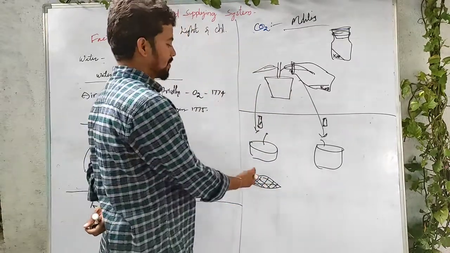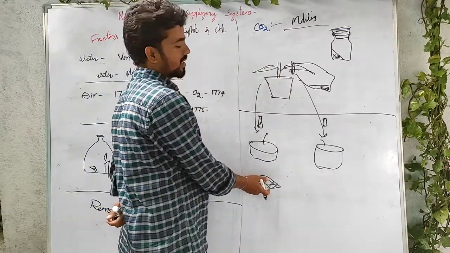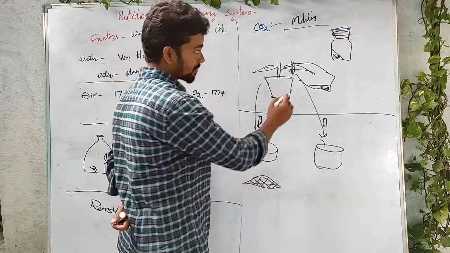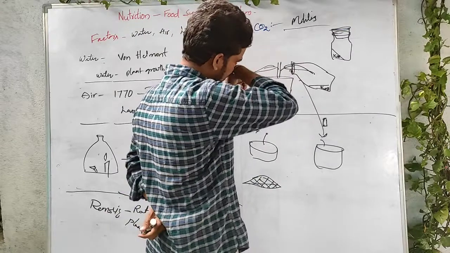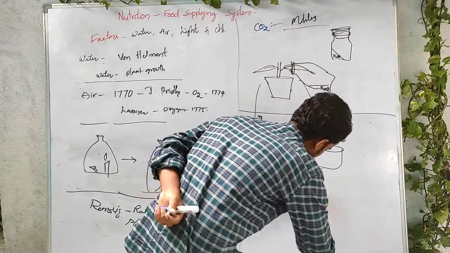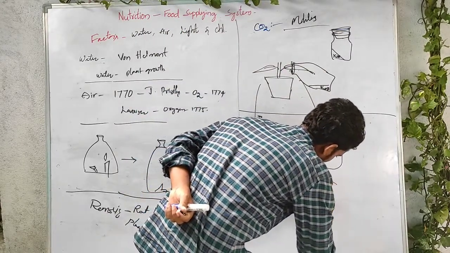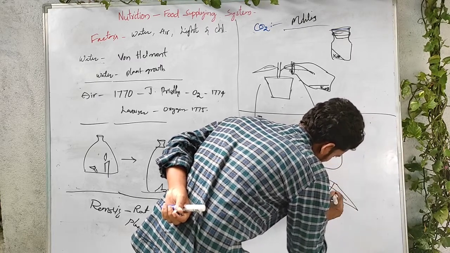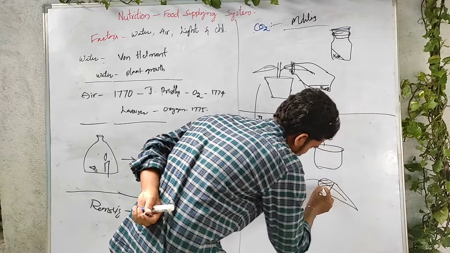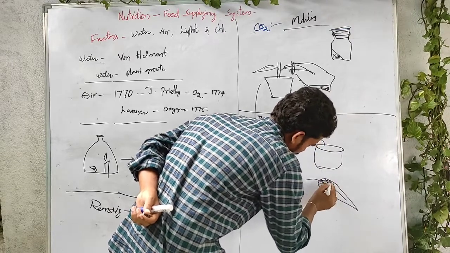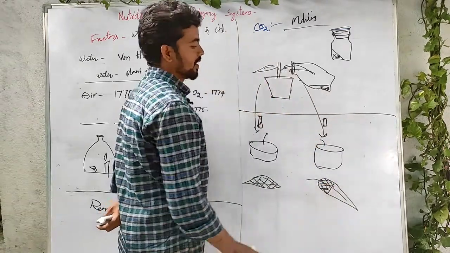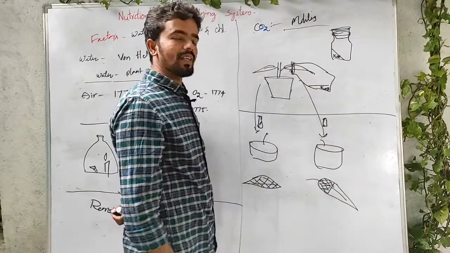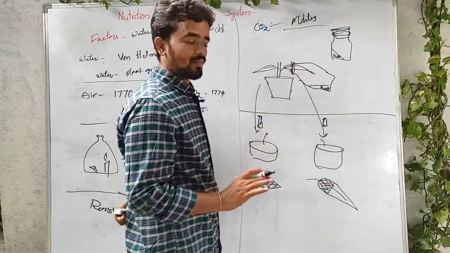By seeing this we can say that starch is present in this leaf. Whereas if you see this other leaf, the portion which is outside the bottle turns dark blue, and the portion of the leaf which is inside the bottle will be pale in color.